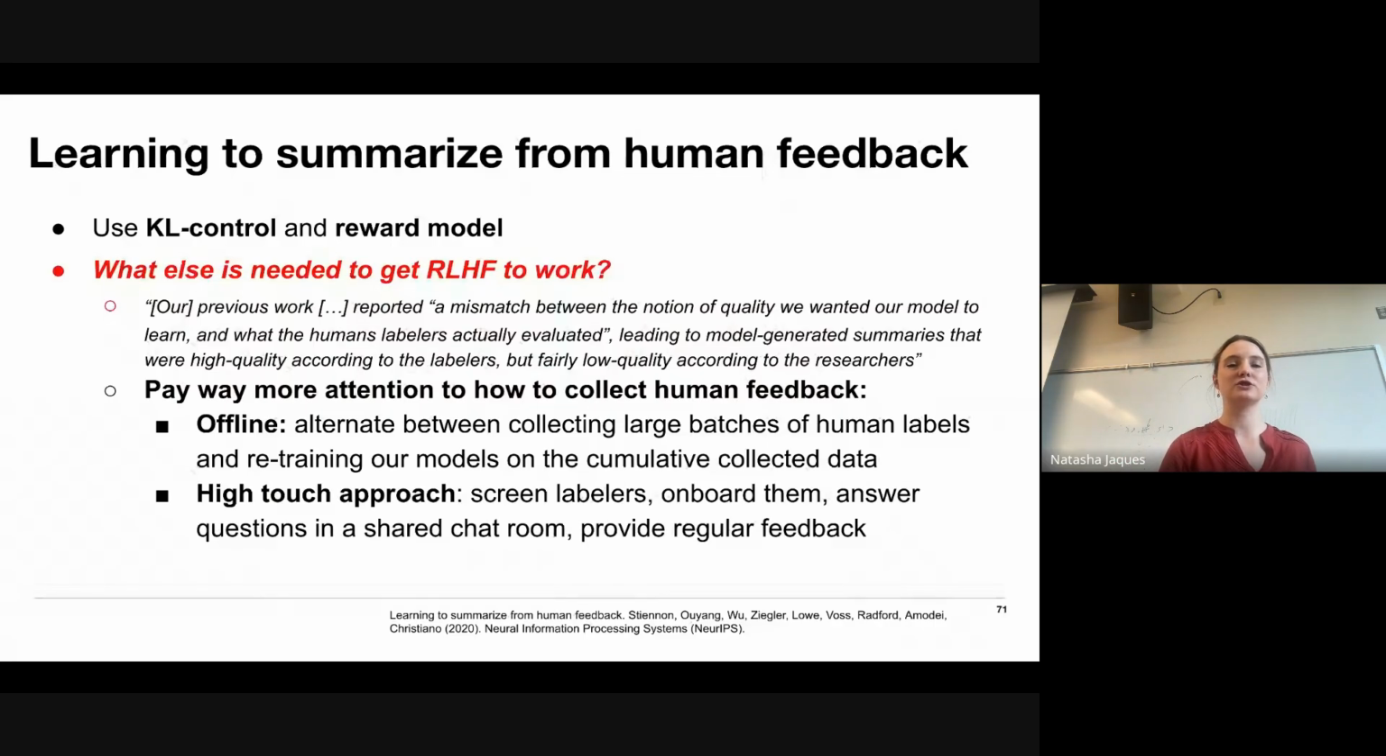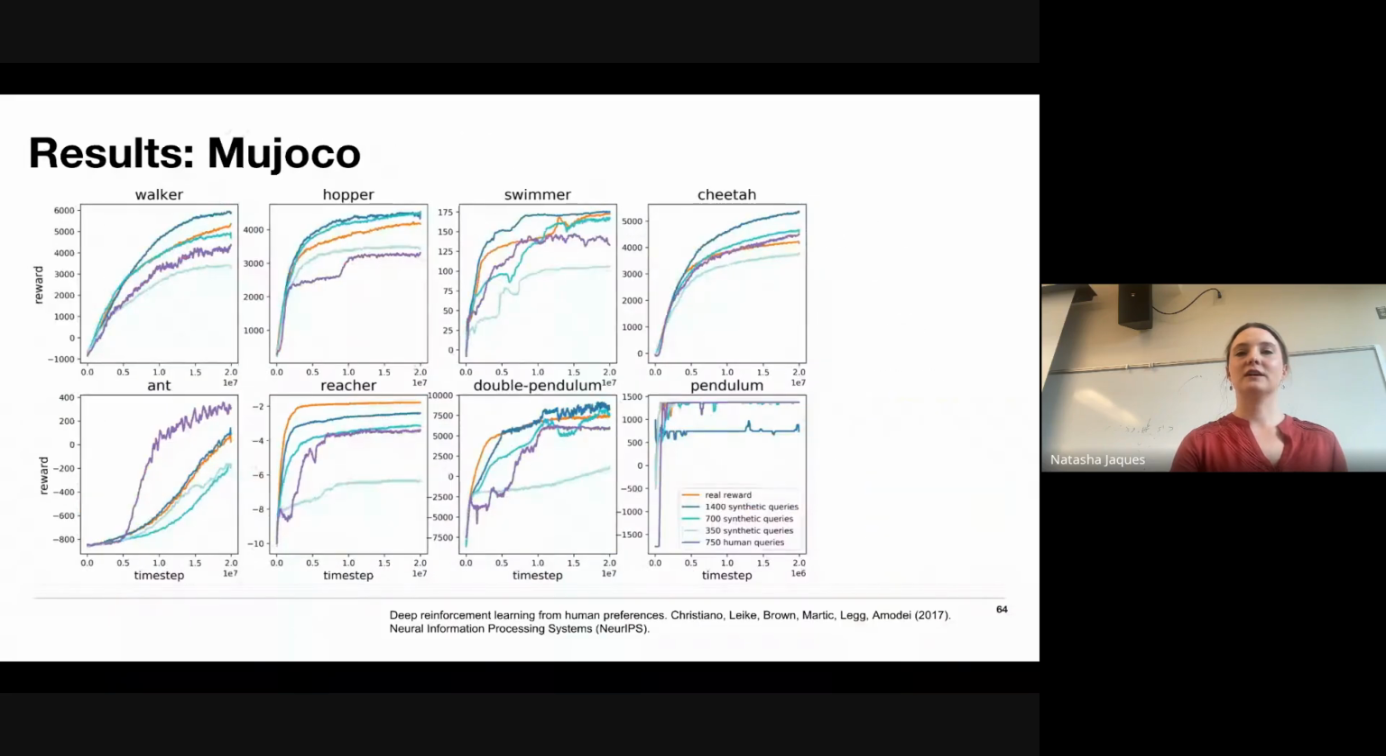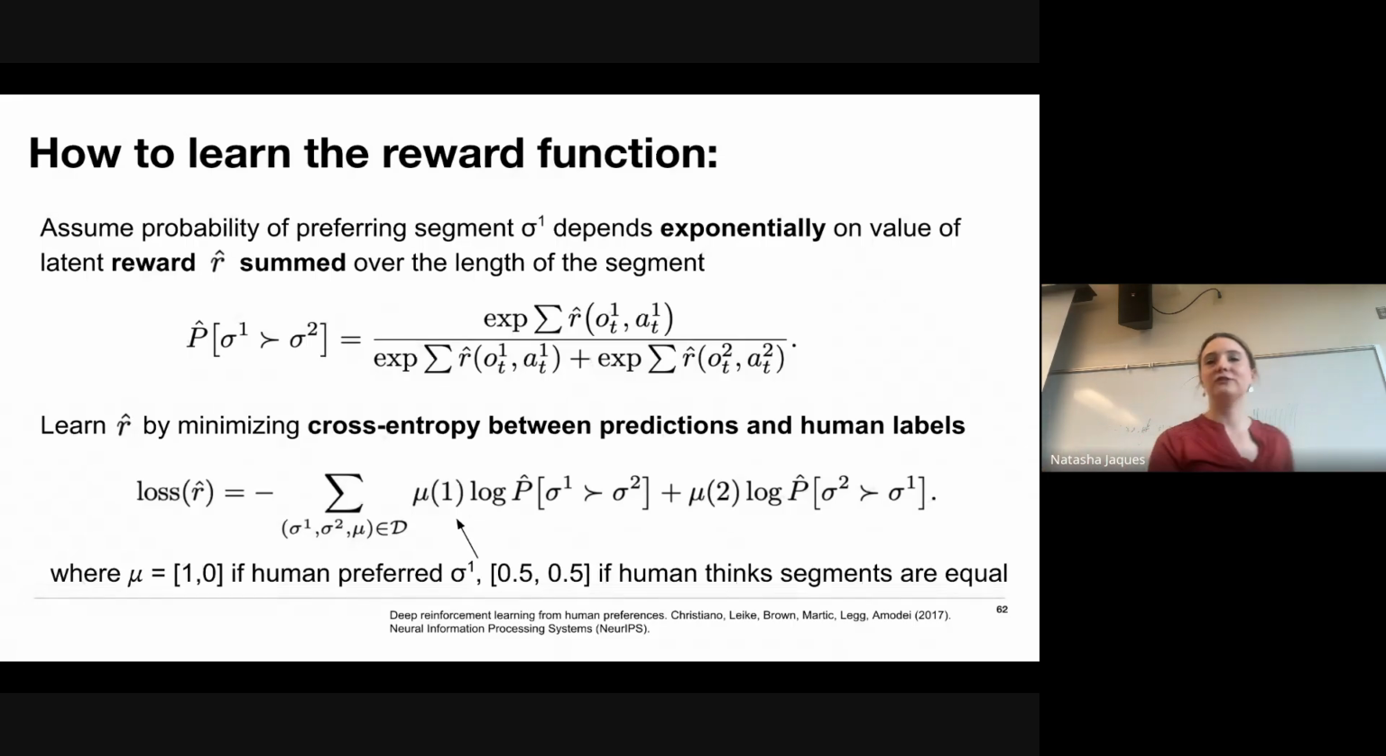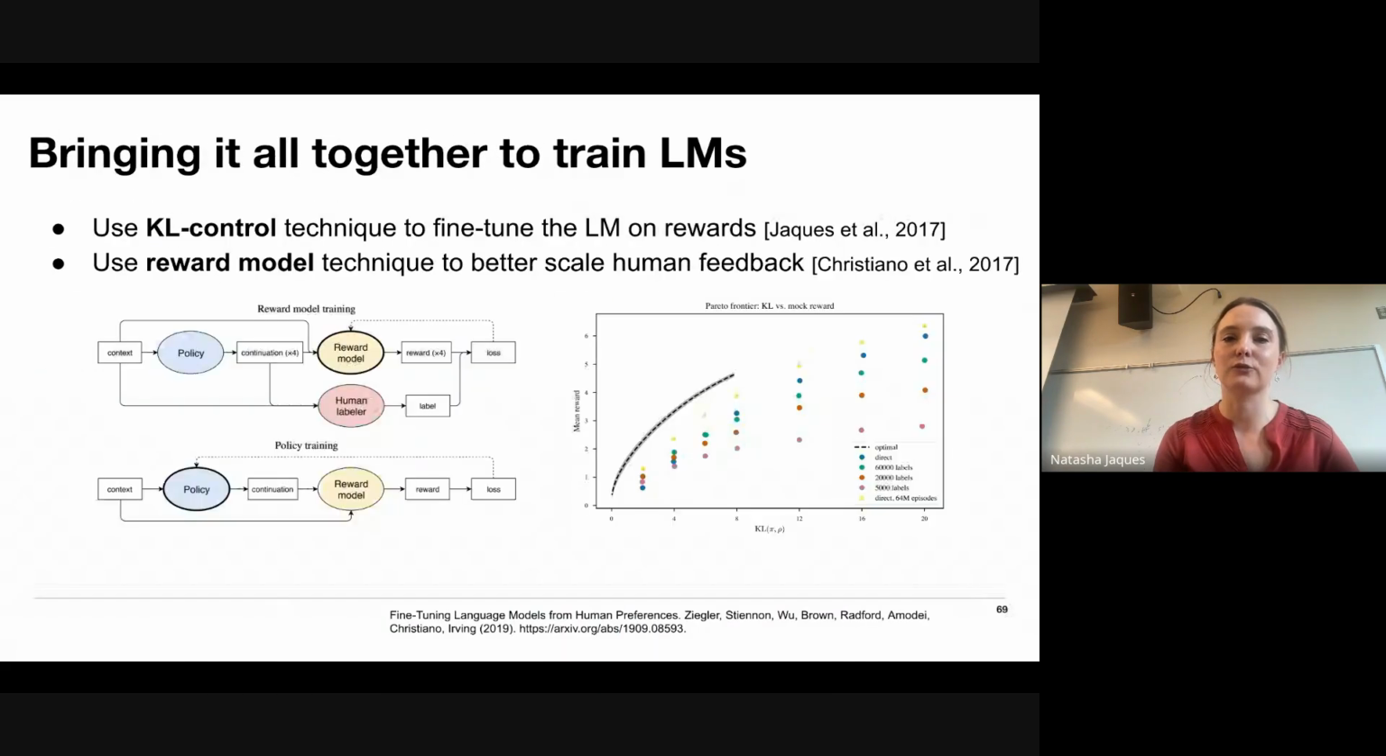So this is an iterative approach. But they did this very high touch approach where they screen labelers, onboard them, and answer questions in a Slack. So the labelers, if they're uncertain, should ask the OpenAI researchers what is appropriate and provide regular feedback. So they're heavily training their raters to agree with them on what is good and what is bad. Because as we'll talk about later, fundamentally, this reward function can only encompass a single notion of reward. So everybody has to agree and be consistent with that to get this to work. So you have to train the labelers to basically label as the OpenAI researchers would.